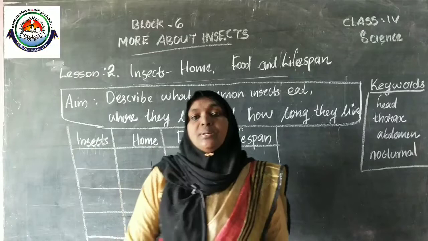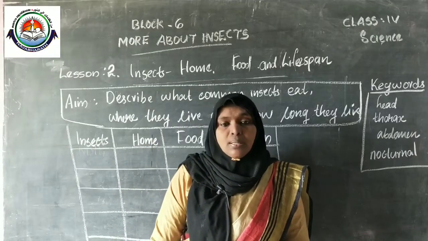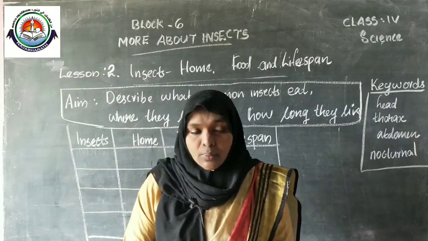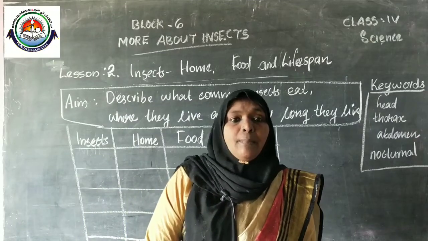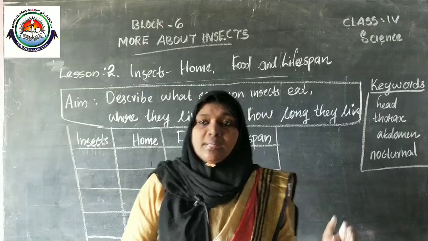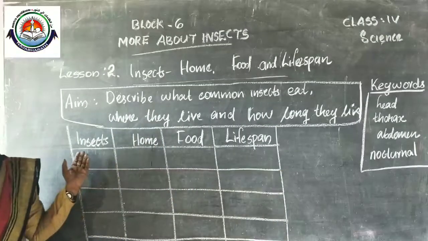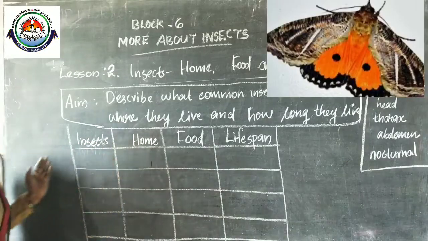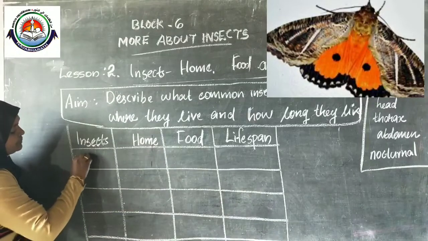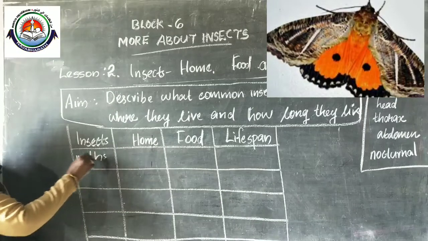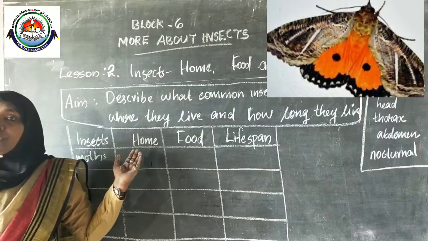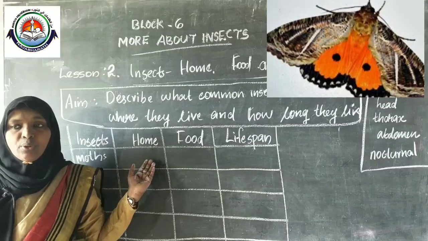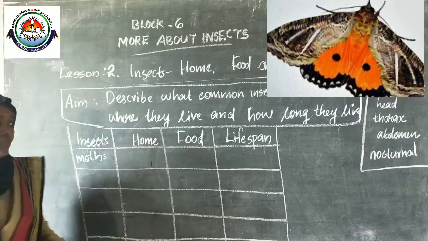Dear children, read the lesson. Please pause the video. Okay? All of you read the lesson? Okay, very good. Then please help me to complete the table. Which type of insects did you read? What is the first one? Yes, the first one is moths. Where do they live? Moths. Where do they live? They live in forest or garden.